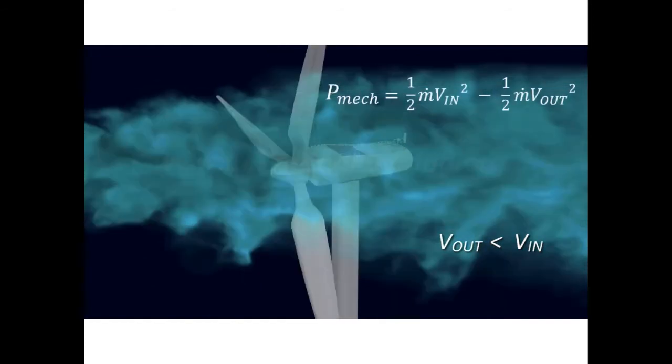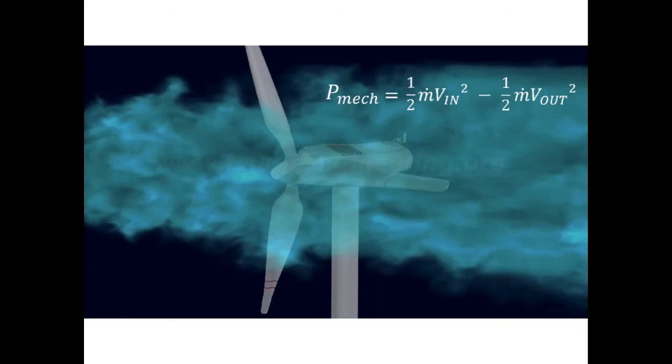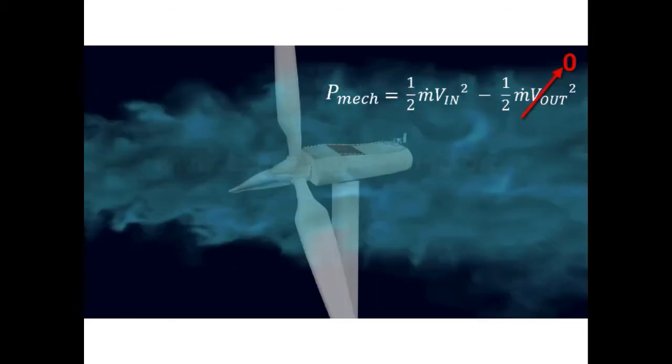It is interesting to note that a wind turbine absorbs 100% of the available kinetic energy only if the downstream wind speed becomes zero. However, zero wind speed at downstream is a physically impossible condition. This cartoon animation clearly depicts this fact.